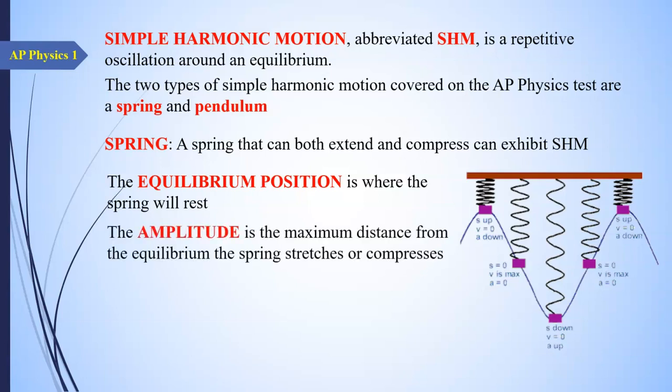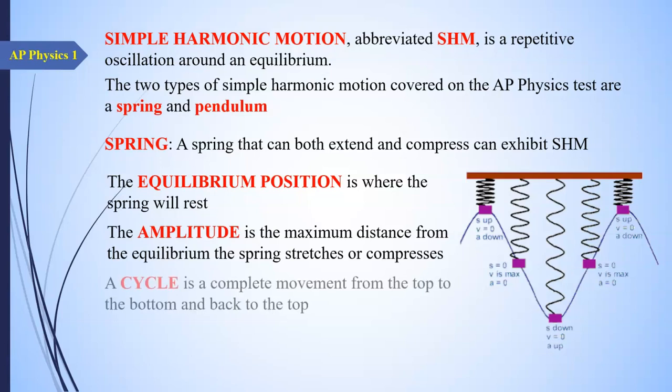The amplitude is the maximum distance from the equilibrium the spring either stretches or compresses. A cycle is a complete movement from the top to the bottom and back to the top again. So what you see is that the spring on the left is compressed up to the top. It then goes down to the bottom. It comes back up to the top. That's one cycle. In the previous problem, we heard that was called an oscillation also.